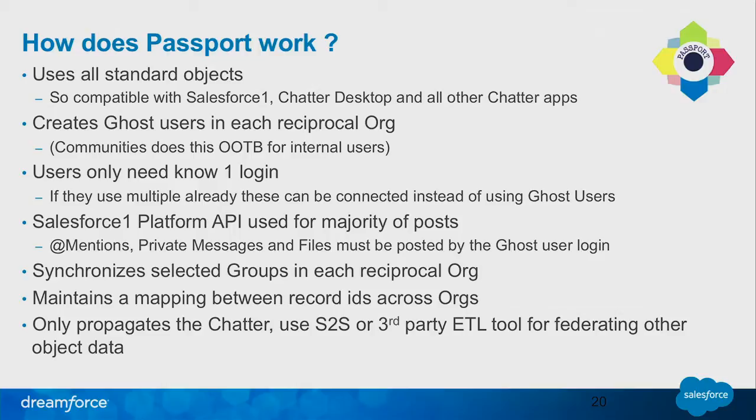Groups are synchronized across each reciprocal org, and you have central management of which groups you want to see synchronized across those. And it maintains a mapping between record IDs. So we have something called object collaboration. While Passport doesn't federate the actual object data, it only federates chatter data. If that chatter is on an account, an opportunity, or a case, then it will make sure when it moves that chatter post across, it reconnects it with the mapping of the same object ID, if you're using ETL or Salesforce.